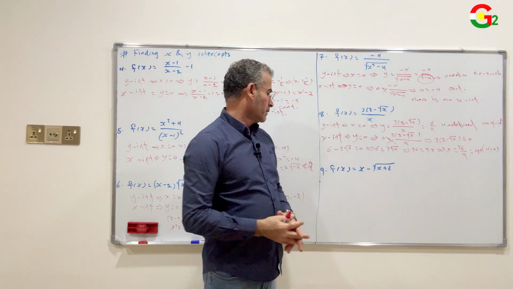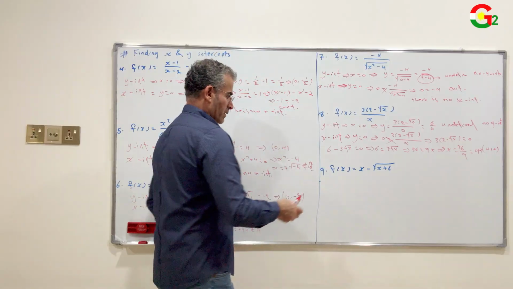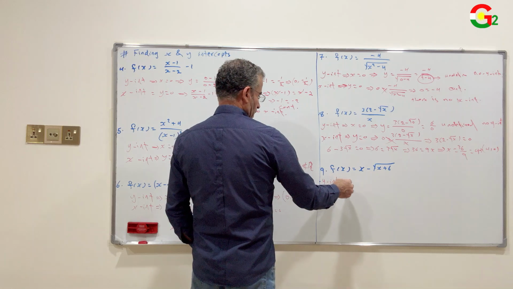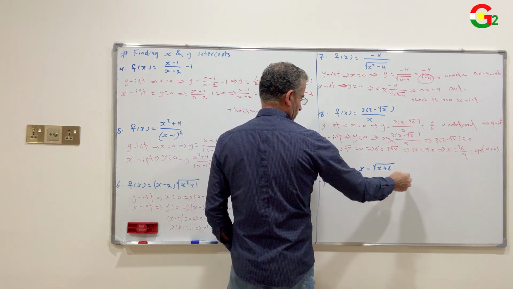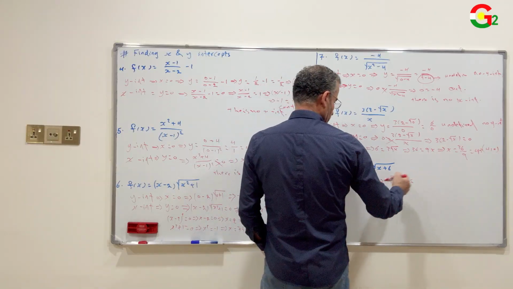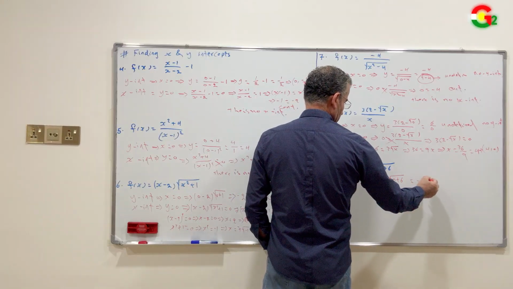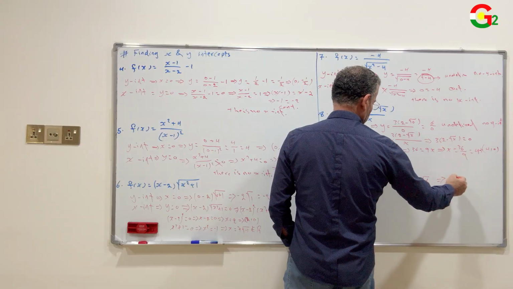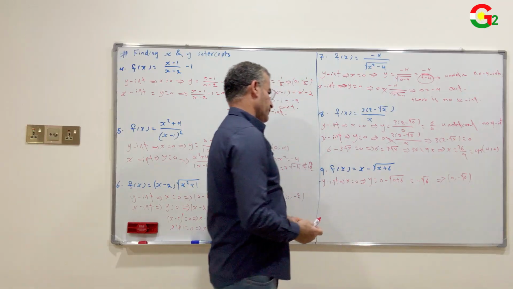Question number 9. f of x equals x minus the square root of x plus 6. For y-intercept, we set x equal to 0. Then y equals 0 minus the square root of 0 plus 6, which equals 0 minus the square root of 6, which is negative square root of 6. Then the y-intercept point is (0, negative square root of 6).